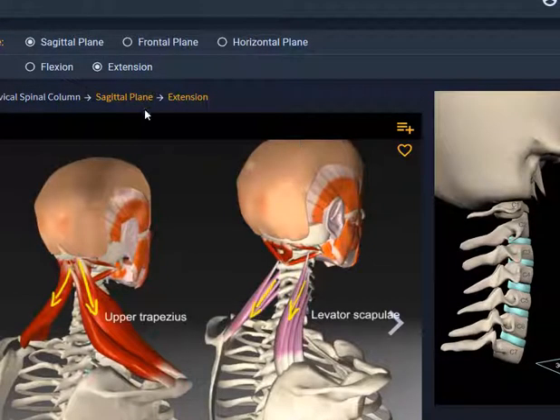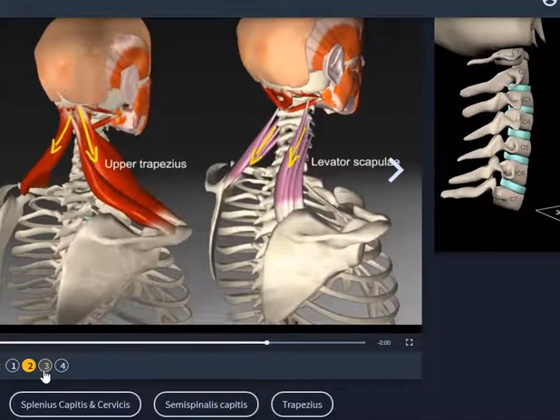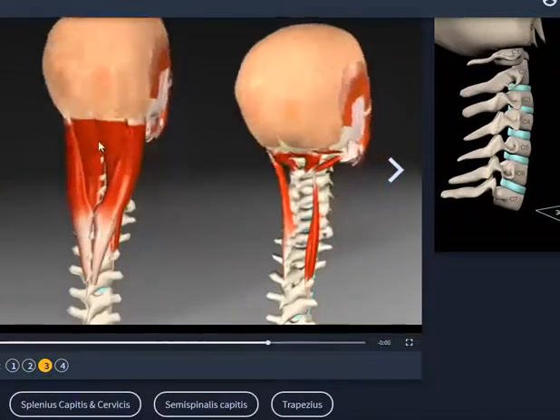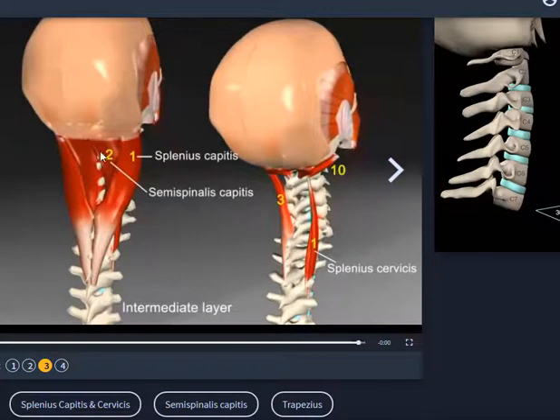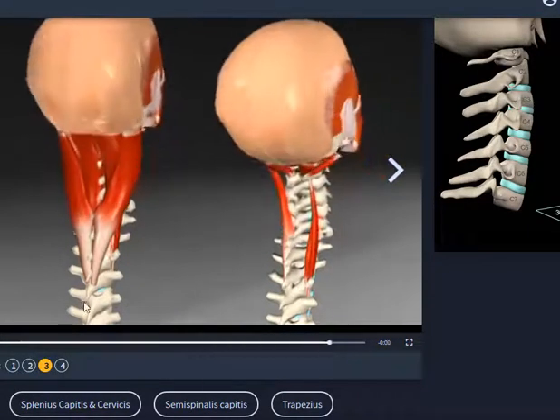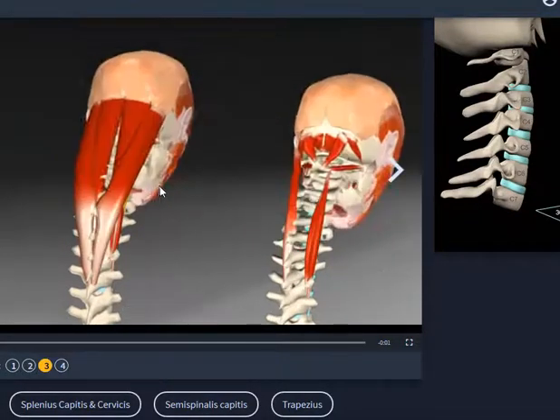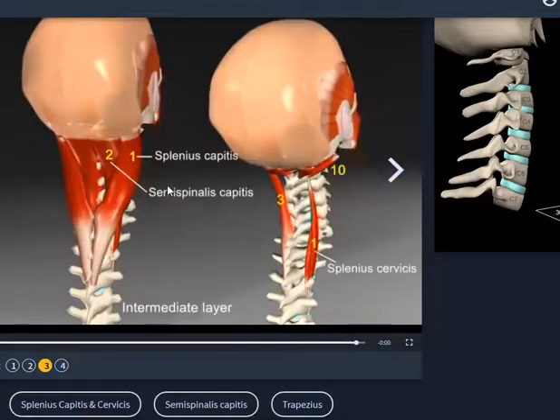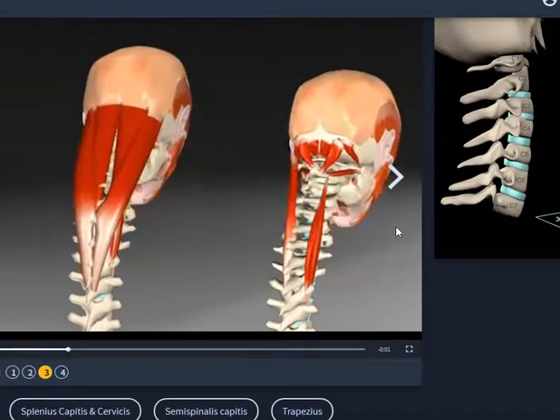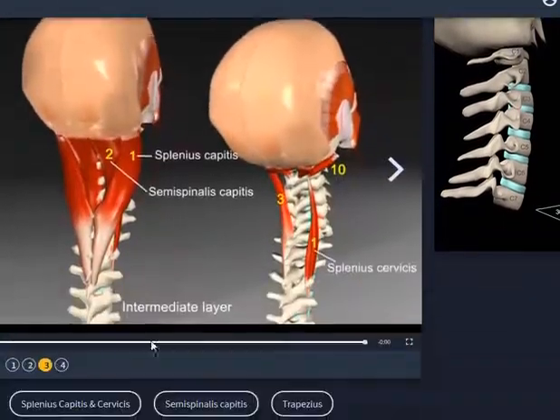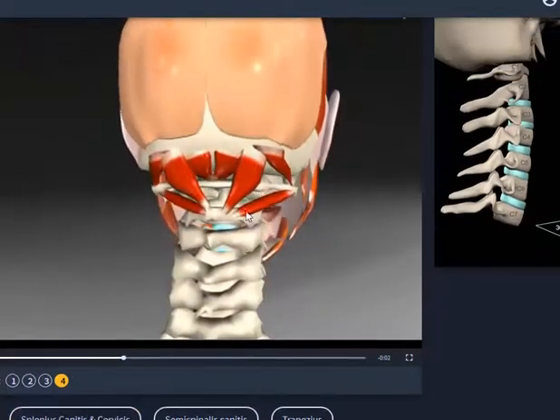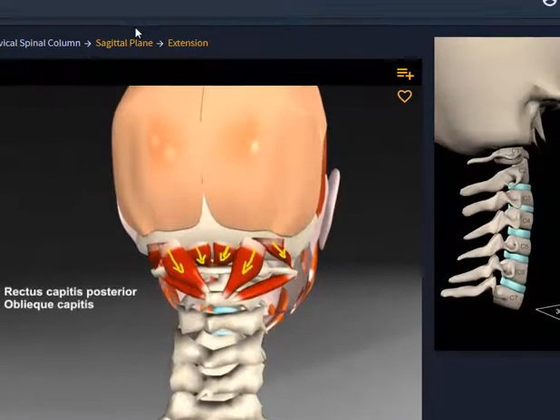The erector spinae also do cervical extension. I think that's depicted in the next image here. Yep, and so you can see the Spinalis capitis, and then you can see the erector spinae that are coming from the back all the way up to the back of the skull. And they also do cervical extension. So we have a lot of extensor musculature, but not a lot of flexor musculature. And then these are the suboccipital muscles, but again, we're not going to get into those.